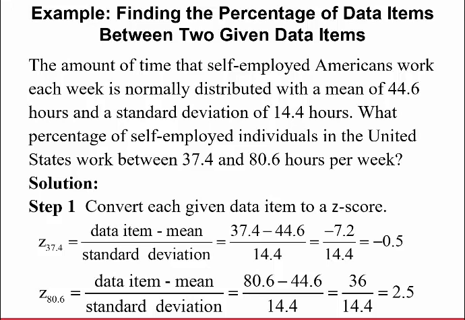Step one, convert each given data item to a z-score. Here are those z-scores for the corresponding values of 37.4 and 80.6. Take the data item minus the mean divided by the standard deviation, rounded to one decimal point. It's minus 0.5 for this one. Someone who's working 80.6 hours has a z-score of 2.5. This is important: you do not subtract the z-scores.